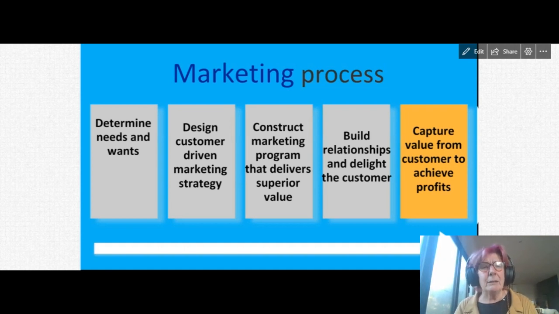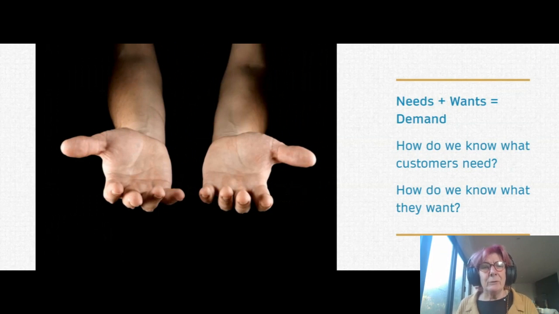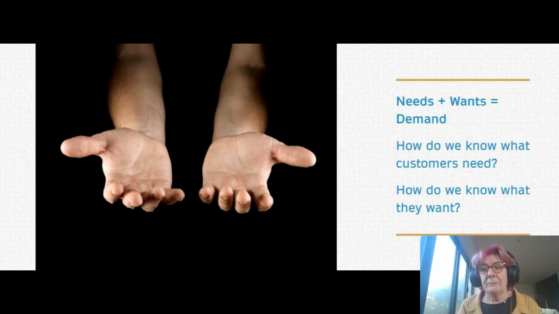But let's start now by going back to the first step in this process, which is to determine the needs and wants of our customers. Because it's those needs and wants when we put together that equal the demand for our product. So how do we know what that is? How do we know what customers need? How do we know what customers want?